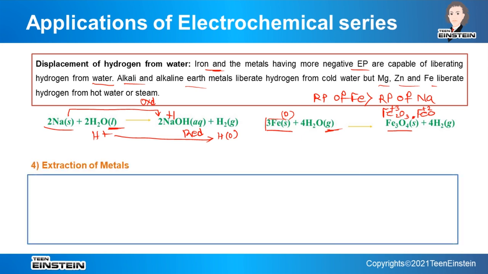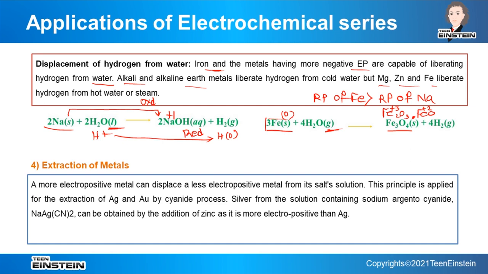The fourth point is extraction of metals. In metallurgy, we know that a more electropositive metal can displace a less electropositive metal from its salt solution. That we have already seen. This principle is actually utilized in the extraction of silver and gold by the cyanide process, because the reactivity of these two is very less. Their electropositive character is very less. So that means they can be extracted from their salt solution.